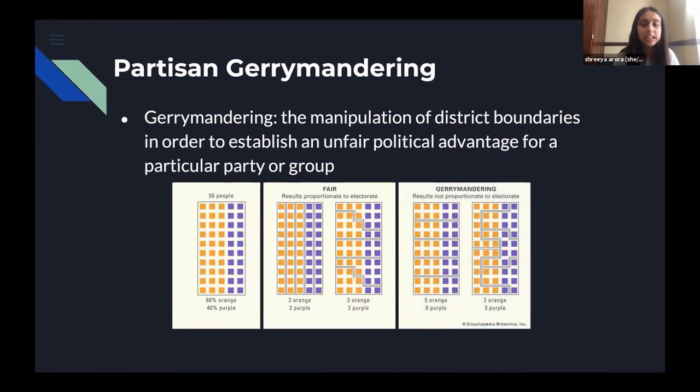However, in a gerrymandered districting plan, you would have results that are not proportionate to the actual statistics. This means that there could be a district with all 5 winning party orange, or somehow the purple, who is once a minority, would somehow get a majority of the district seats. So with gerrymandering, it's creating an unfair advantage for a particular party or group.